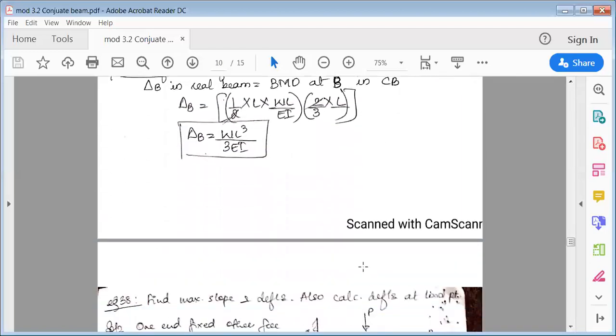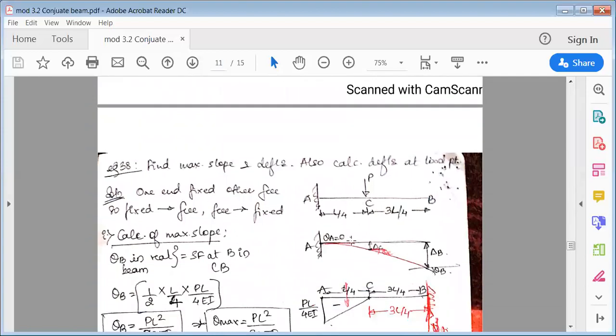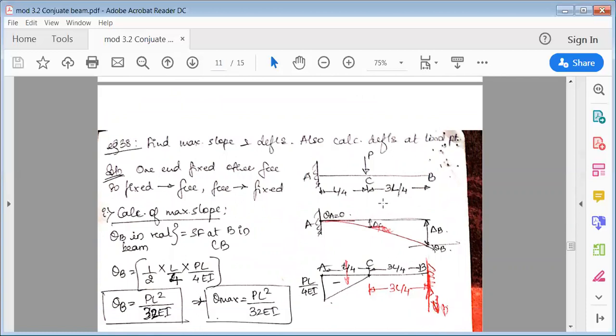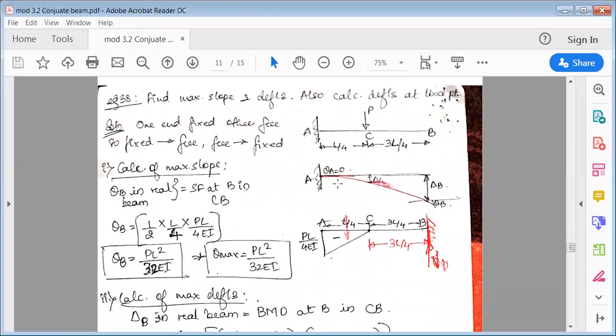Similarly, the next type of problem is: find maximum slope and deflection, and also calculate deflection at the load point. Now the load P is acting at C, which is away from B. End A is fixed, end B is free, and at end C there is a load P acting, placed at a distance L by 4. It means 1/4 the distance has the load, and 3/4 has no load. After this, draw the deflected shape of the beam.